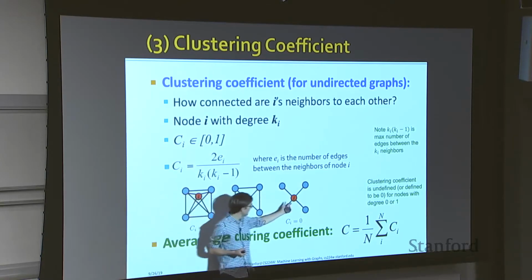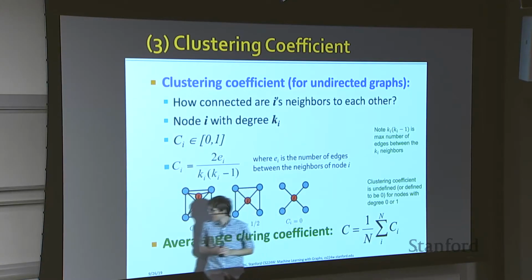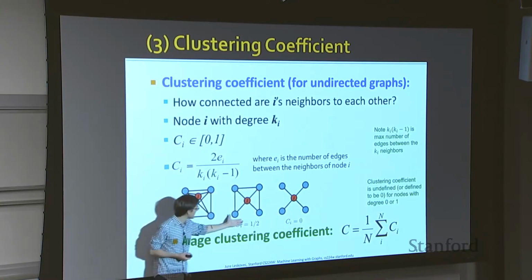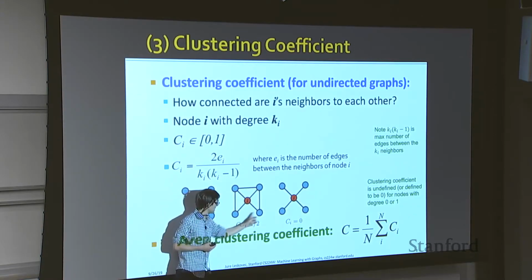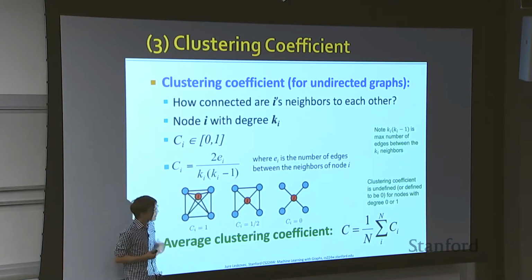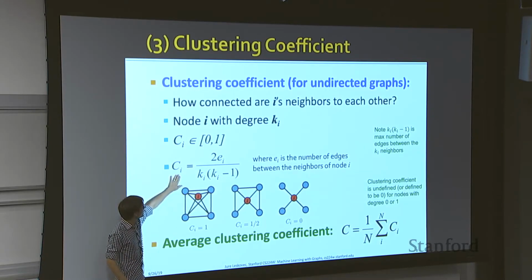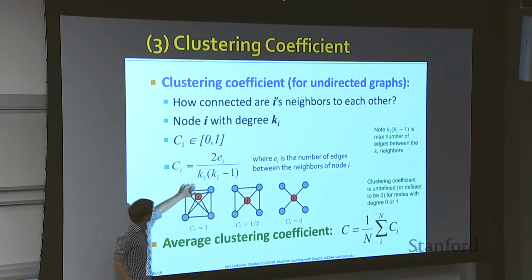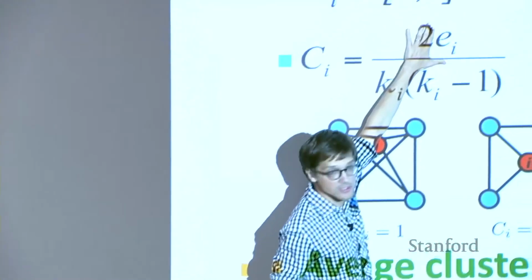And this would be the same node with degree 4, but now none of the friends know each other, so the clustering coefficient is 0. Okay? And here is somewhere in between where the clustering coefficient is 1/2, right? Some of the friends know each other and some, for example, don't, right? So how do you compute the clustering coefficient? The clustering coefficient is defined for every node. And the way you understand this formula is E sub I is the number of edges between the friends of node I.